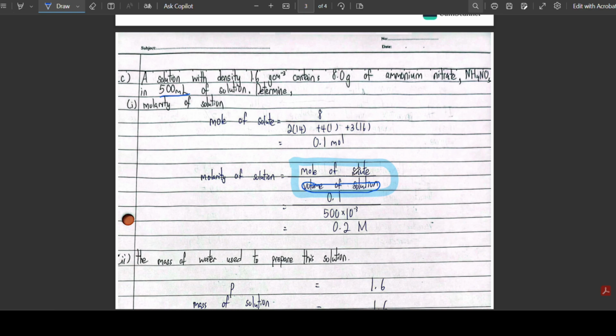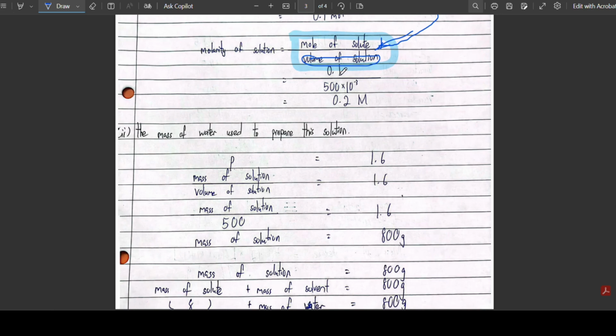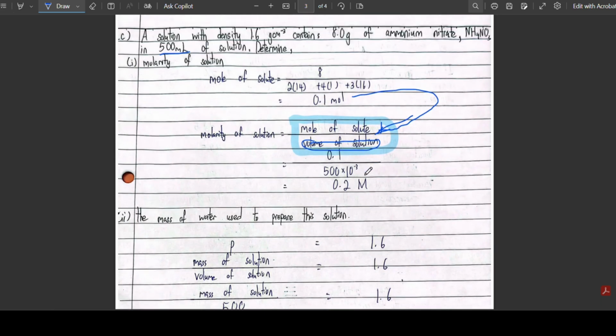So now we need to find out the moles of the solute. For the moles of solute, we will use the mass of ammonium nitrate divided by its molar mass, which is 0.1, and then we will substitute into the calculation. And don't forget, we need to change the volume of solution into liters, and then we are getting the answer of 0.2. And also don't forget to write down the unit.